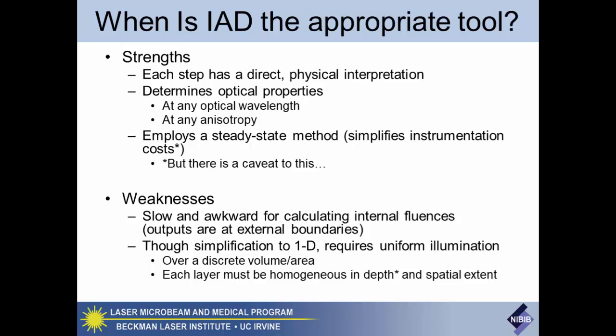So the weakness is the fact that it's a very slow and awkward method for calculating internal fluences. So again, it's geared toward measurements at the boundary, not what's really happening inside the volume of the tissue. And since it requires a simplification down to one dimension, it requires uniform illumination over discrete areas or volumes. And each layer must be homogeneous in depth and spatial extent. So if you're looking at thin slabs, want to get some answer or compare it to something else, this is a nice independent tool to use.